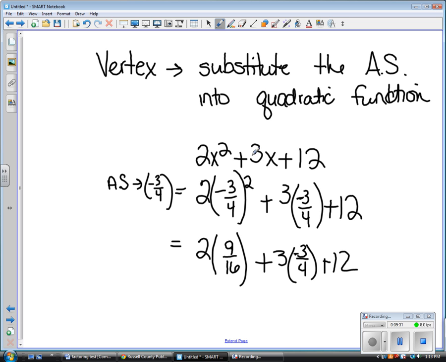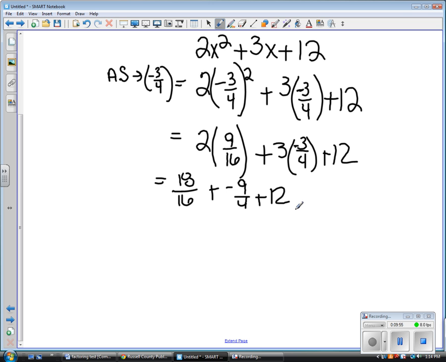Do what now? Right here. This 3 came from here. So all I'm doing is replacing my x's. Then I did my exponents. Now I'm going to go through and multiply. So 18 over 16 plus negative 9 over 4 plus 12. That one isn't supposed to be... That one is supposed to be negative. Which one? No, because negative 3/4 times negative 3/4 becomes positive.